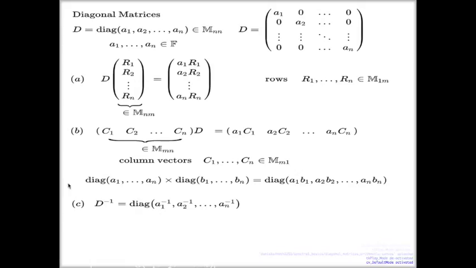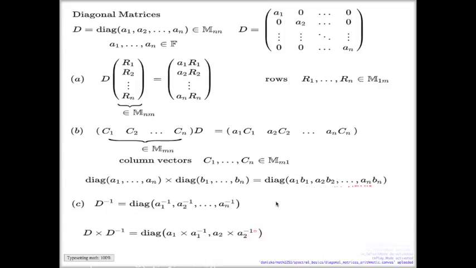It comes from this line. You can easily verify that if you multiply D with D inverse, according to this rule it will be a diagonal matrix with these products on the diagonal positions, and these are the numbers, so you end up with a diagonal matrix with ones on diagonal positions, which is exactly the identity matrix.